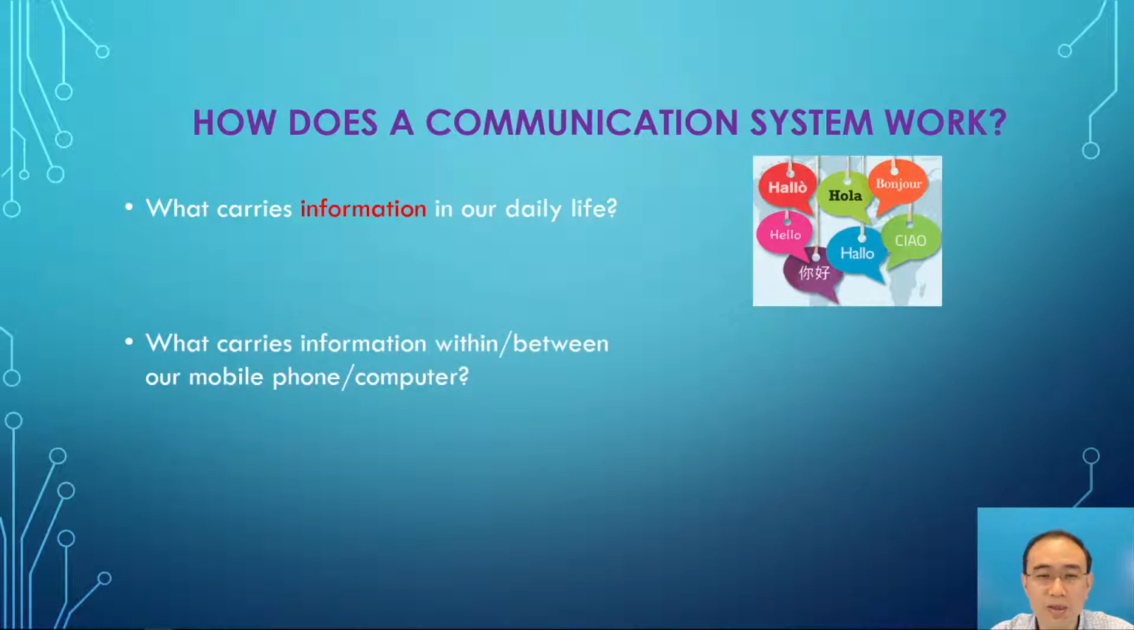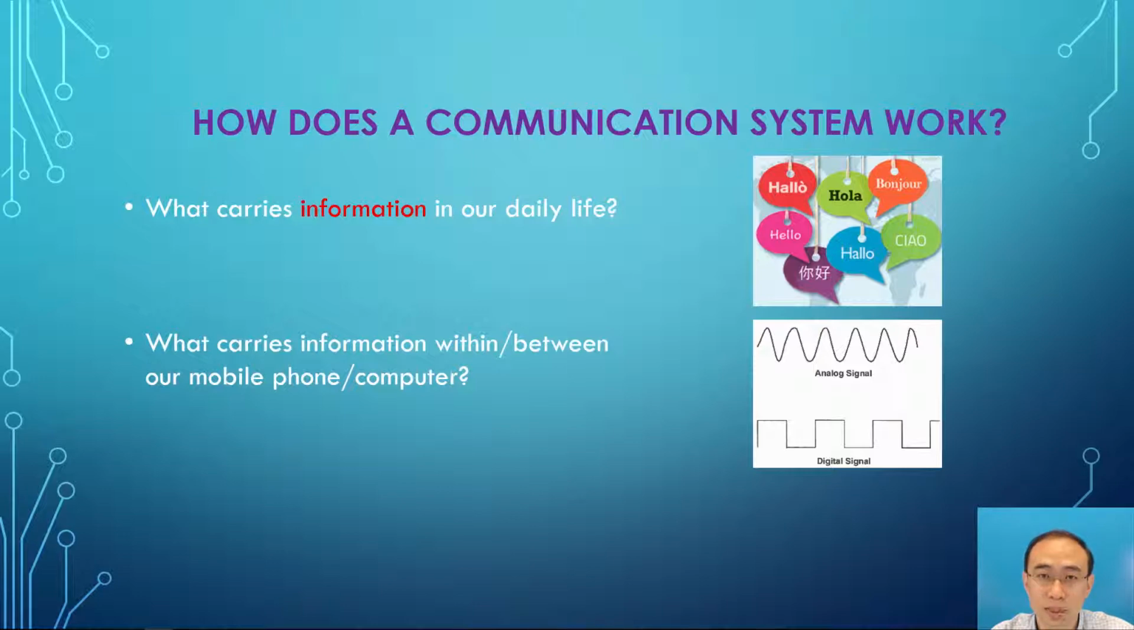Then what carries information between mobile phones and even within computers? The thing that we use to carry information within computers is also language. We call it computer language. For example, C, C++, Java. Those languages can help to carry information from the CPU to the display card, to carry information from the CPU to the hard disk. Then what carries information between mobile phones? It is what we call signals, and we have talked about analog signal and the digital signal. Now the next question is, how can we carry information by signals?